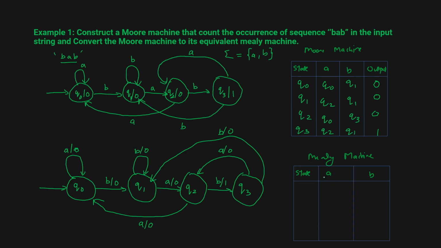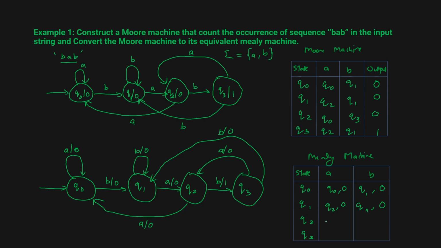Now let's fill in the transition table for the Mealy machine. Over here we have Q0, Q1, Q2, and Q3. If you get input A, you are going to Q0 itself, and the output associated with input A and state Q0 is 0. So it is Q0, 0. If you get input B, you are going to Q1 and the output is 0. In Q1, if you get input A, you are going to Q2 and the output associated is 0. If you get input B, you are going to Q1 itself and the output is 0. So Q1, 0.